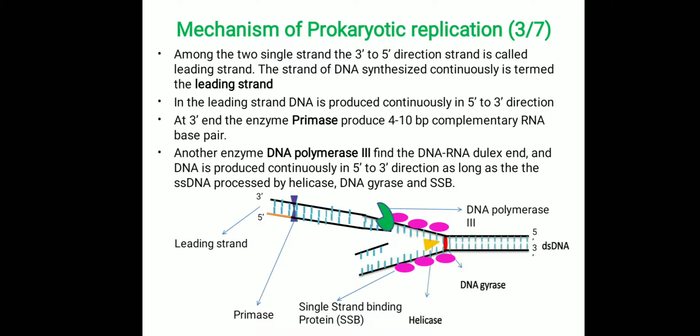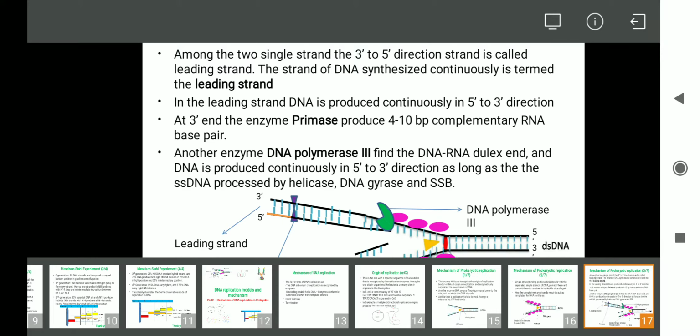Since helicase and gyrase unwind and continuously make single strand DNA in the replication fork, in the leading strand, once a single primosome complex is formed, DNA polymerase 3 continuously elongates the chain as long as helicase unwinds the double strand DNA chain.